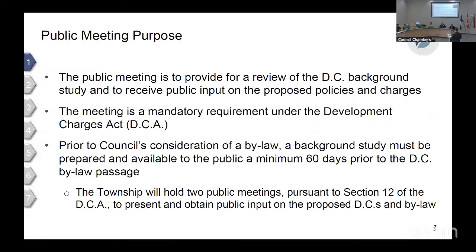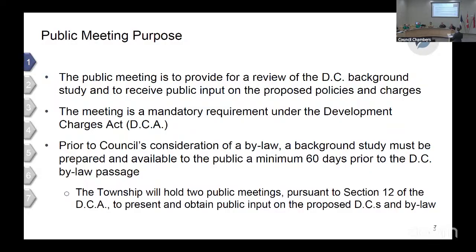So the public meeting is a requirement under the Development Charges Act. What it does is allows the public or council to ask questions about the background study. The background study is usually 200 to 300 pages long. So it's very helpful to have this ability to summarize the findings of the study and allow the public and council to ask questions. So it's a mandatory requirement under the Development Charges Act.